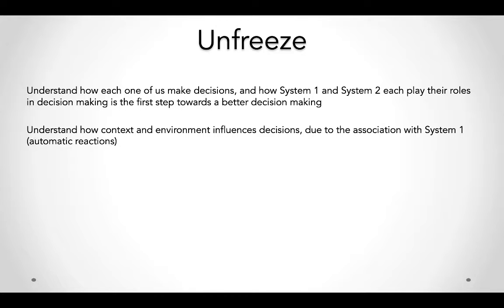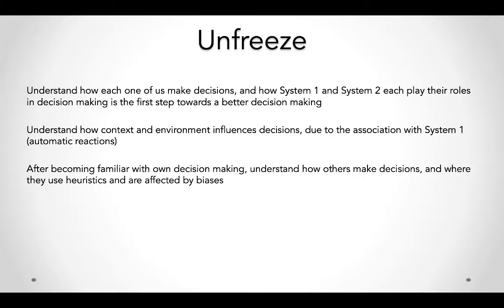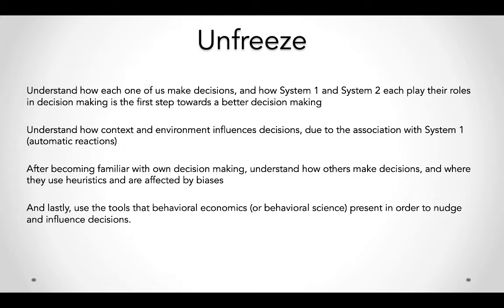Understand how context and environment influence decisions due to association with System 1, automatic reactions. After becoming familiar with your own decision making, you understand how others make decisions and where they use heuristics and where they are affected by biases. And lastly, use the tools that behavioral economics presents in order to nudge and influence decisions. So this is the unfreeze part.